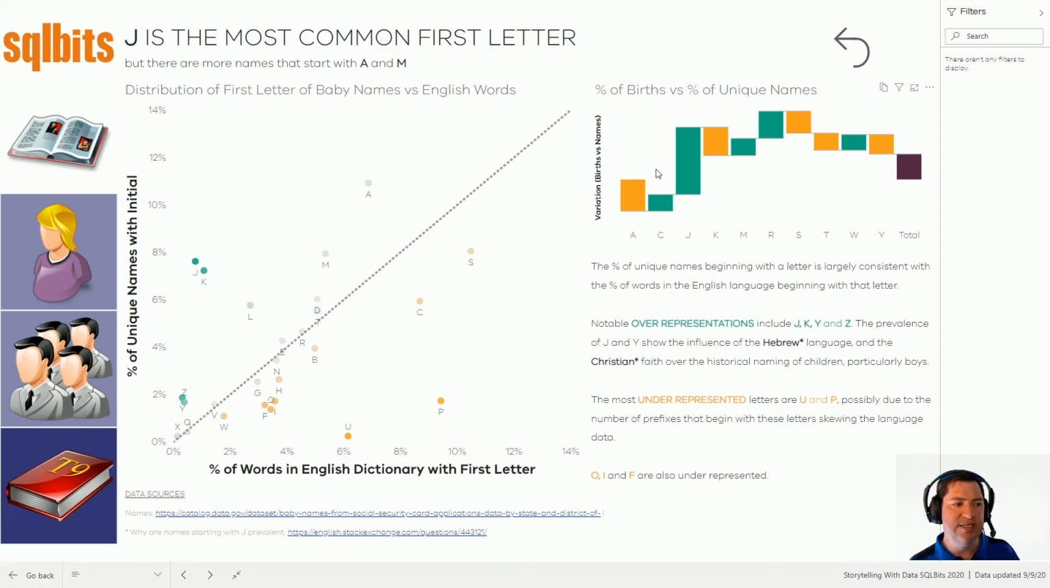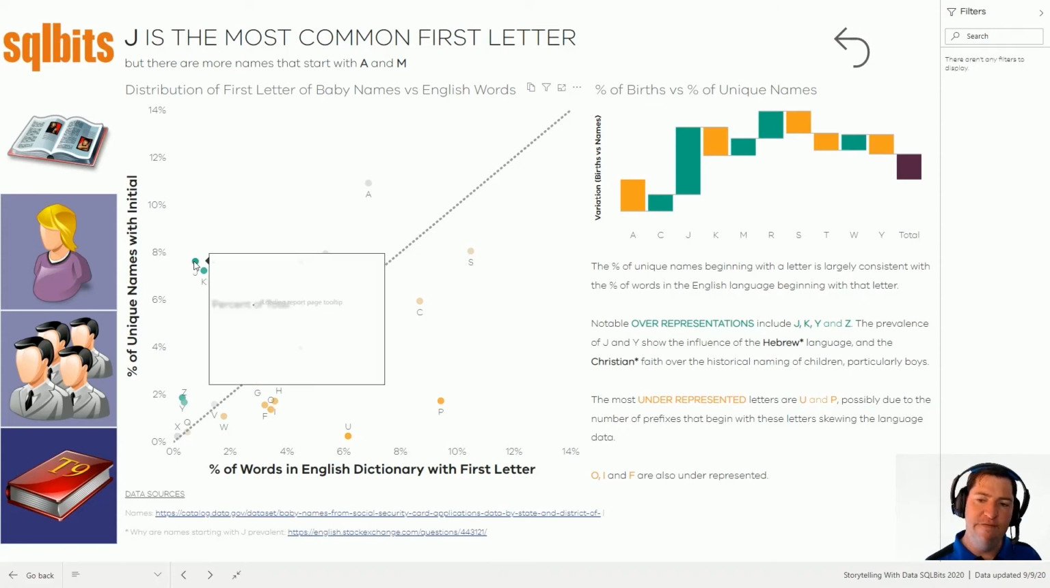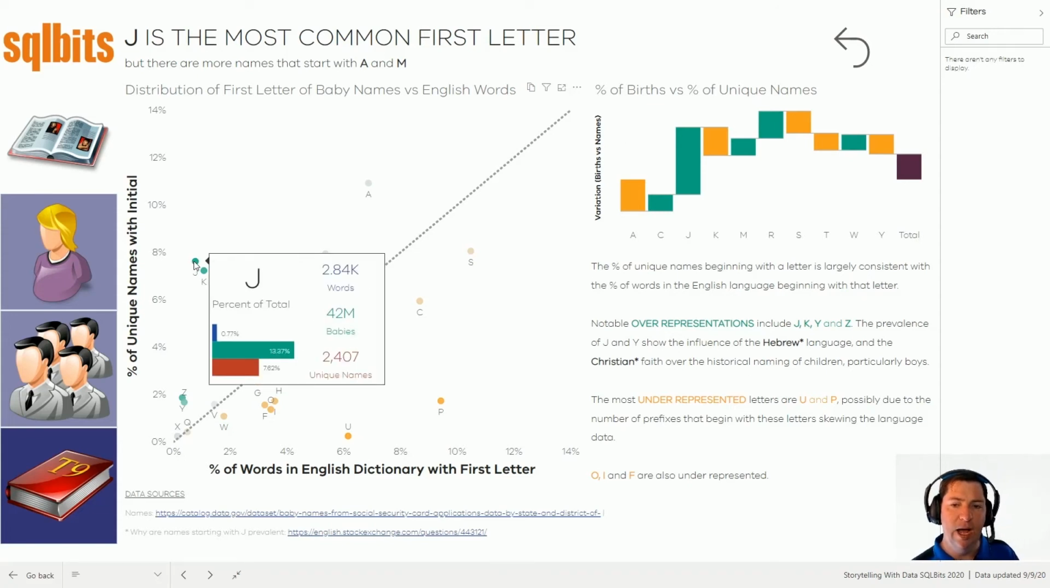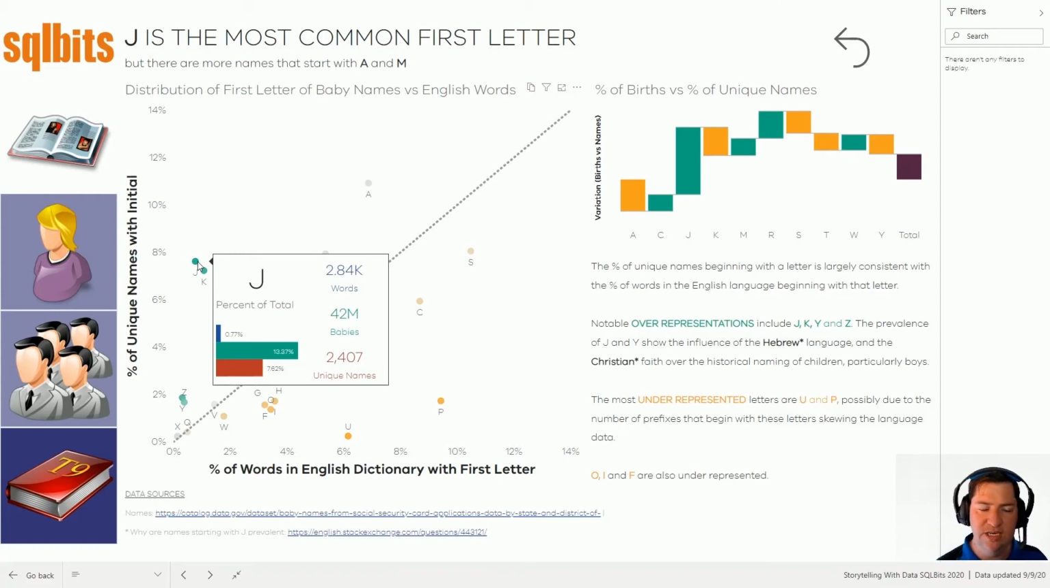So in this case, as I sort of expected, J is severely overrepresented. In fact, almost 14% of babies born have J as the first letter of their name, and almost 8% of unique names start with J. As opposed to less than 1% of words in English that start with the letter J. So there's a huge overrepresentation over there.